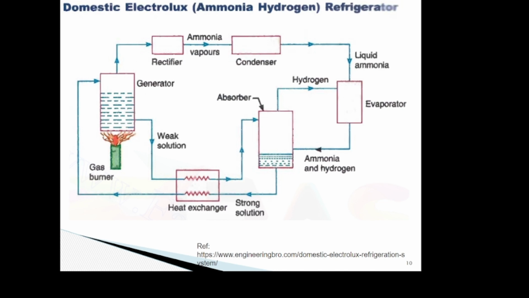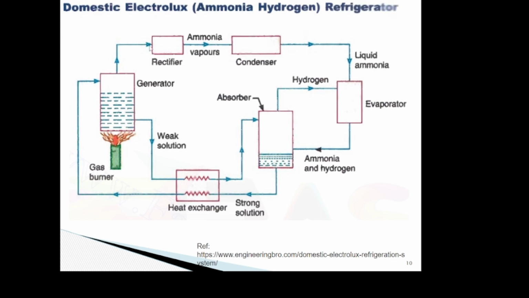Inside the generator, we have some heating element like a gas burner, which provides the heat to the generator. Now, after receiving the heat from the gas burner, ammonia liquid gets changed into vapor form and water still remains in the liquid form and goes back to the absorber. Further, if there are still some water particles along with the ammonia vapors, these water particles get eliminated with the help of this rectifier.